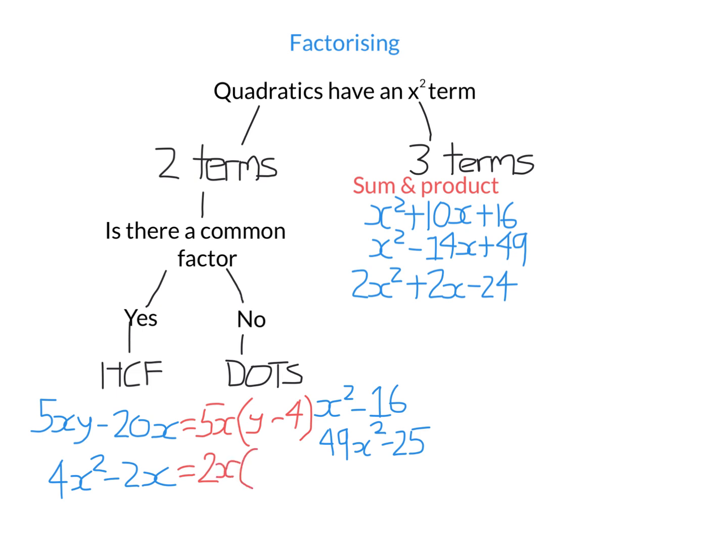So what do I times by 2x to get 4x squared? Well, I need to times by another 2x. What do I times by 2x to get negative 2x? Well, that's just negative 1, and we're done. So let's look at these 2 here.